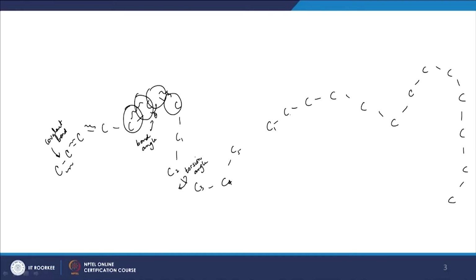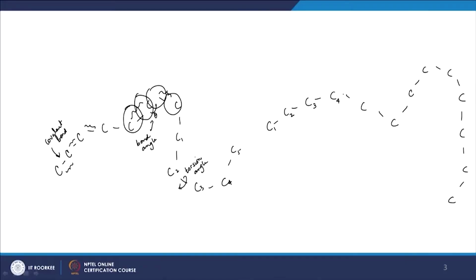For example, the positions of C1 and C2 are very much correlated. C2 cannot just be anywhere. The position of C2 depends on C1. C1 and C3 have a bond angle, so C3 also cannot really be anywhere. It has to be somewhat correlated to C1. C4 is relatively more free to be anywhere, but again it has to be correlated with C1.